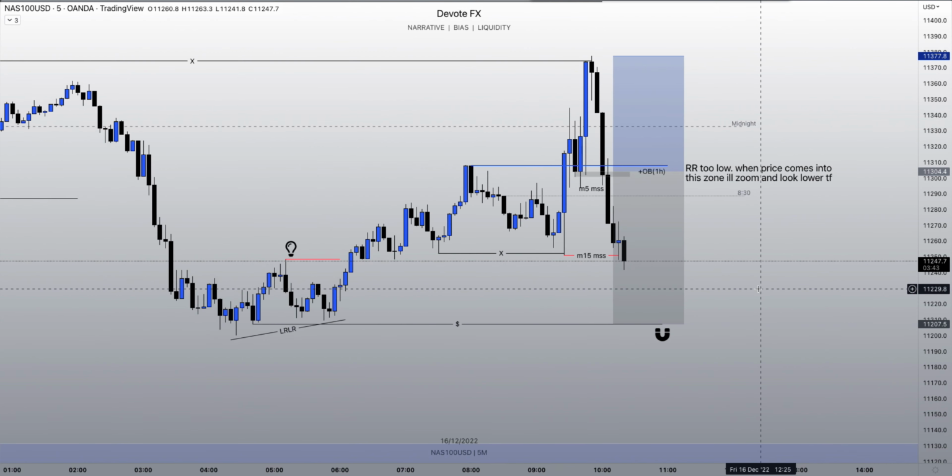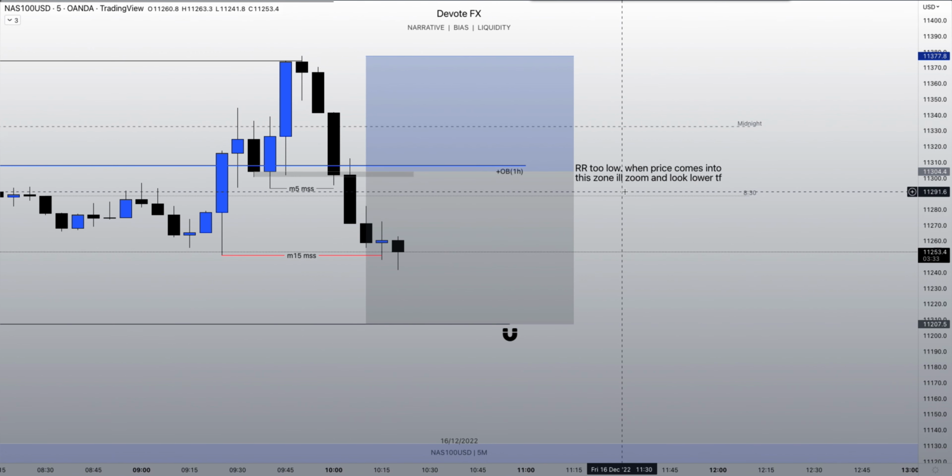As I do mention though, taking that trade as is, the R is too low for me. It's sub 2 to 1 at the breaker. So that would not be a trade I execute live.